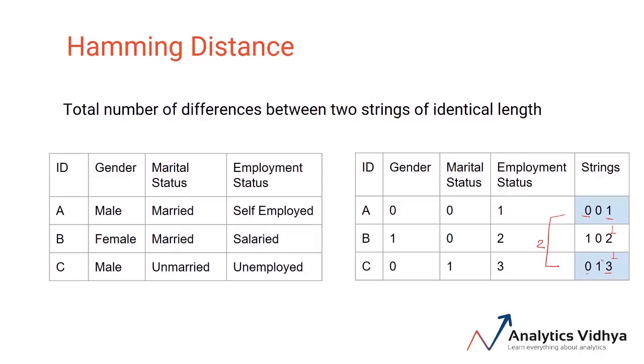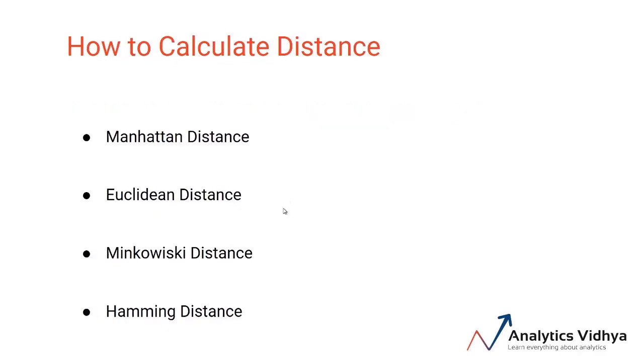So I hope you understood how the Hamming distance works. Now go ahead and calculate the Hamming distance between the points B and C. So in this video, we covered the following 4 techniques to calculate the distances between variables.